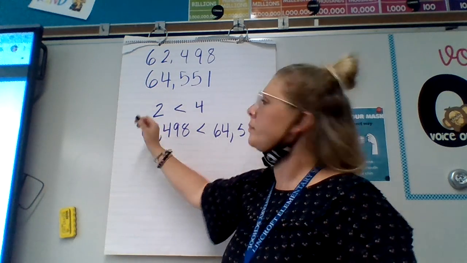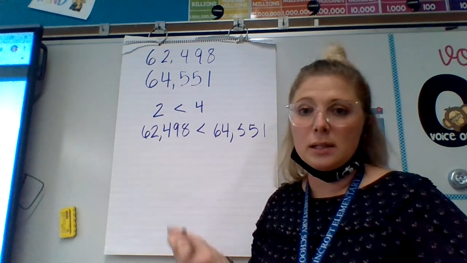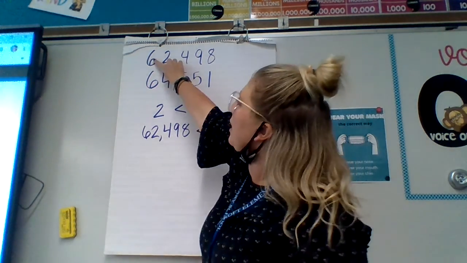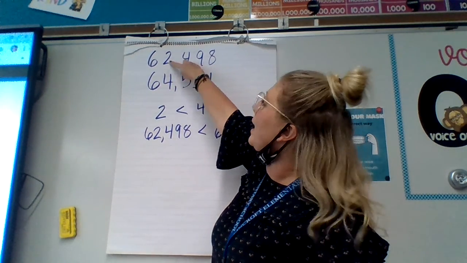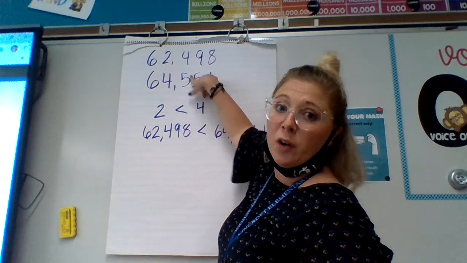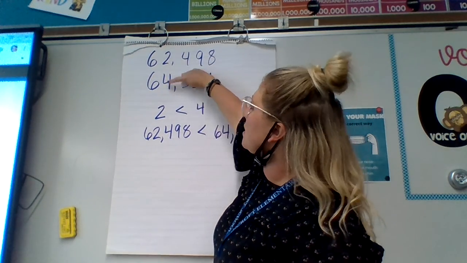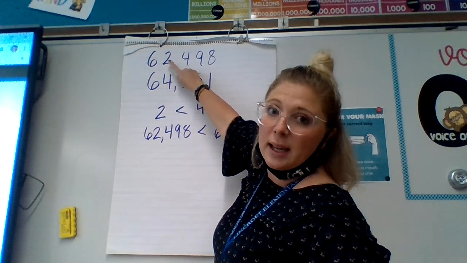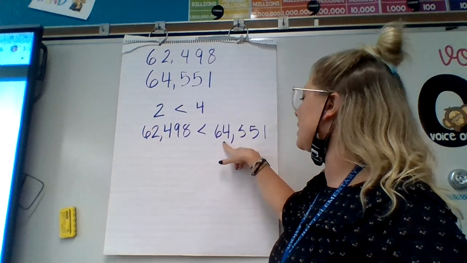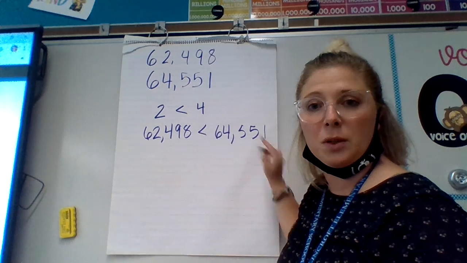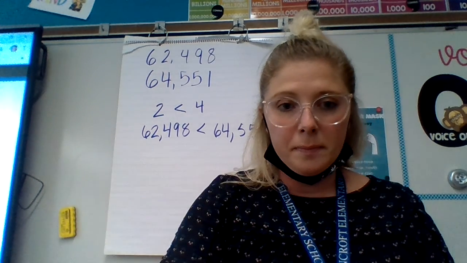Okay, so you look at your place values. You look over, whichever one is the largest, you start there. If the digits are the same, we go over to the next place. If these were the same, we'd move over again. In this case, the 2 is smaller than the 4. So 62,498 is less than 64,551. Let's try another one.